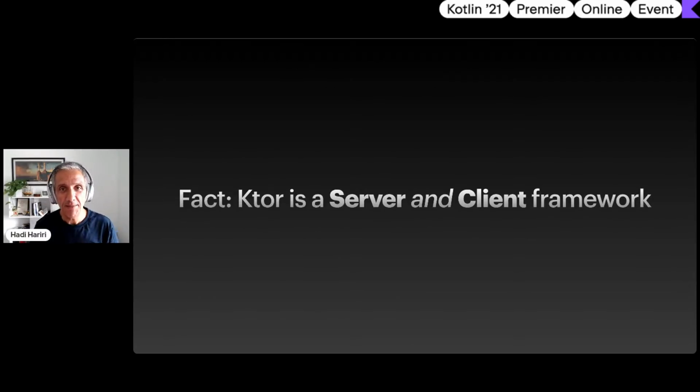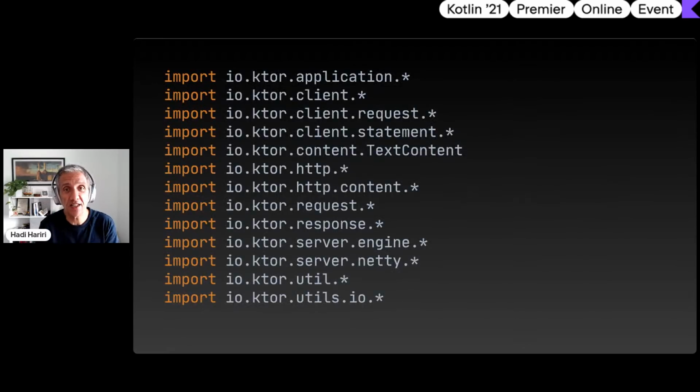So let me tell you something that a lot of people may not know, and I mentioned this at the beginning of the session: Ktor is not only a server framework. It's not only a server framework for Kotlin to do web applications or microservices. It is also a client framework. And if you've ever done any development with Ktor, you may have seen a list of imports like this. So you've got io.ktor.application.star. I know everyone's going to hate me for the star, but let's pretend the star isn't there. Let's focus on everything before the star. io.ktor.client, io.ktor.http. And you start to see a weird pattern.